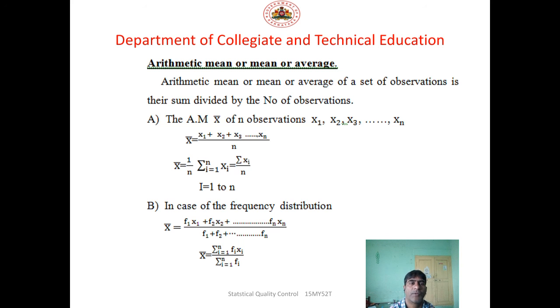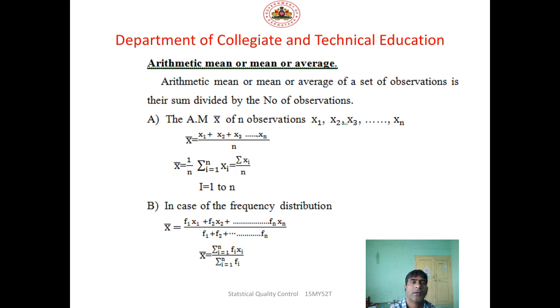First value I am having x1, x2, x3, and so on up to xn. So x bar is equal to x1 plus x2 plus x3 plus so on up to xn divided by n. Here n is the number of observations. Suppose I am having 10 observations, I will be taking the sum of all the 10 and dividing the sum by 10. Then I will get x bar, that I call by the name average. X bar is the average of the number of observations.